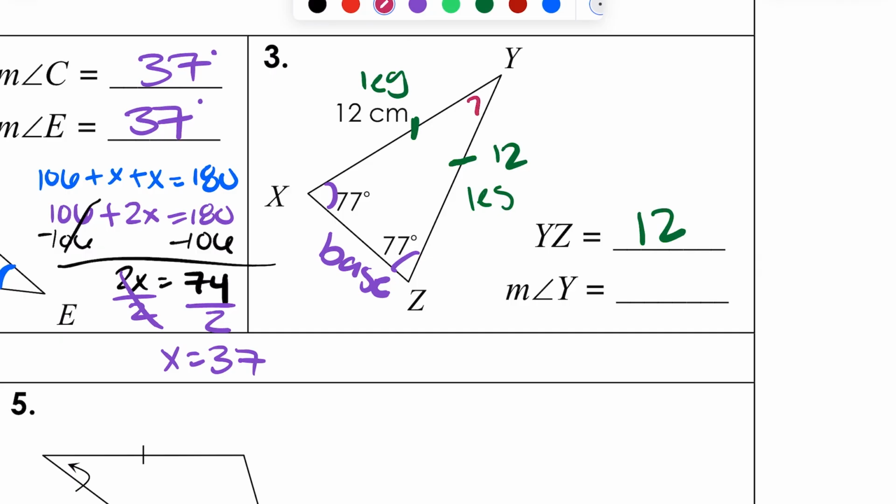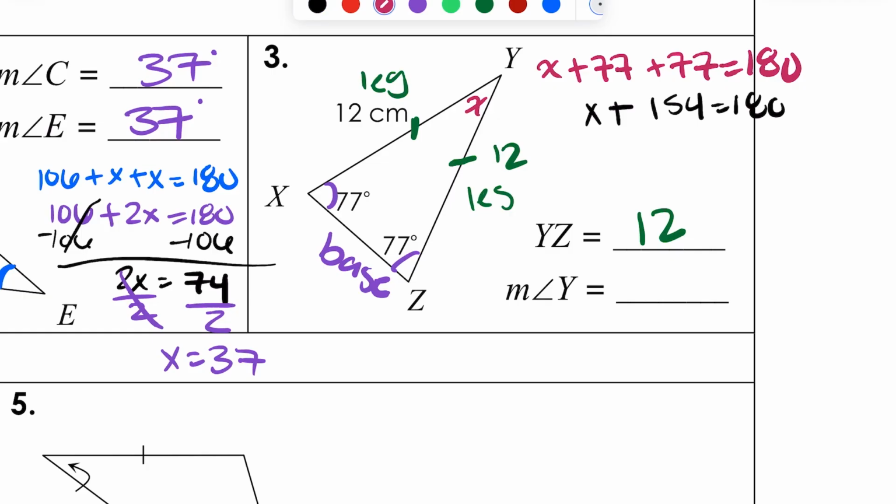Then we have to find angle Y. Well, this one's not too hard. It's just the triangle angle theorem where all three angles, so X plus 77 plus the other 77, add up to equal 180. And then X plus, that is 154, I think. Let me double check. Yeah, 154 equals 180. Subtract 154 on both sides. And so X equals 26. So therefore angle Y is 26 degrees.